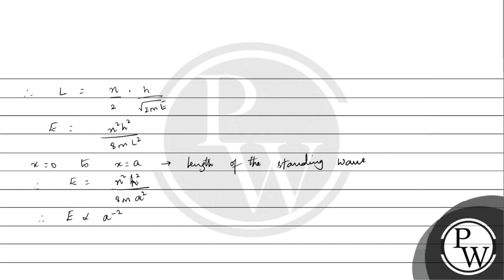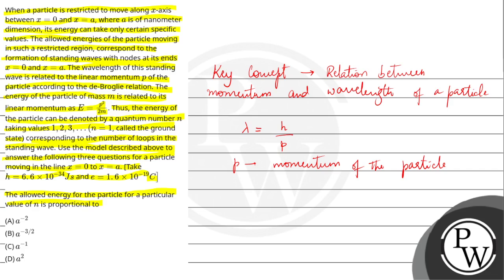तो अभी क्वेश्चन पे जाके हम करेक्ट ऑप्शन मार्क करेंगे. The allowed energy for the particle for a particular value of n is proportional to, तो हमें आंसर मिला a to the power minus 2. So the correct option is option A.